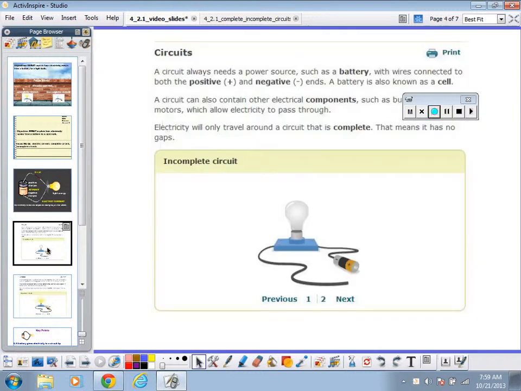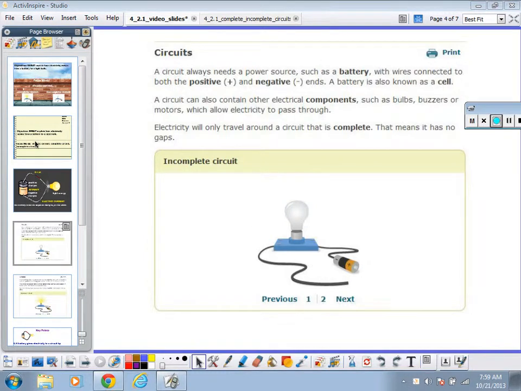Now, what's important about this is this whole setup is called a circuit, and this is how we make our light bulbs work in real life. A circuit always needs a power source, such as a battery, with wires connected to both the positive and negative ends. So we talked about that before. There's a positive end and a negative end.